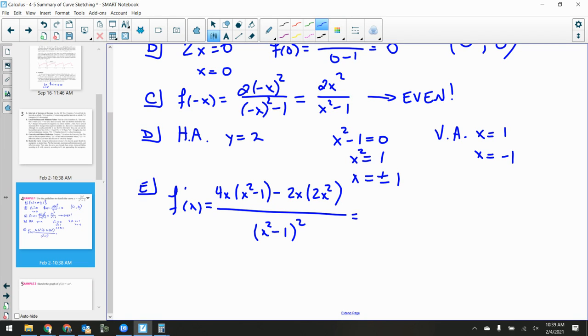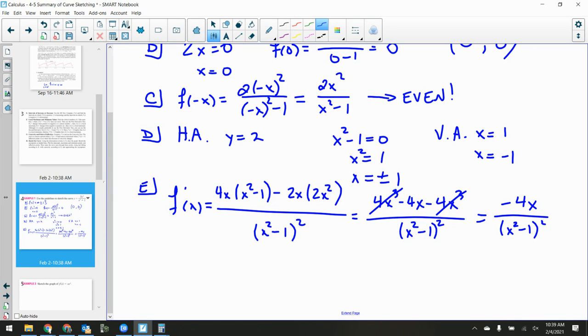Yeah, I've got 4x to the third minus 4x minus 4x to the third. Oh, cool. Well, that's nice. I don't know why I'm saying that like I'm surprised. I've done it. Why is that nice? Because those are going to cancel out, right? So -4x over x squared minus 1 squared.